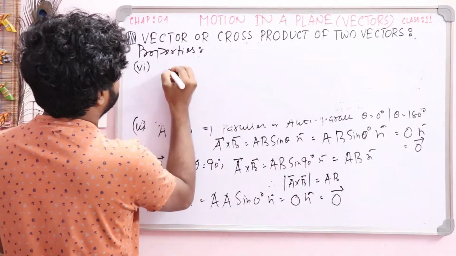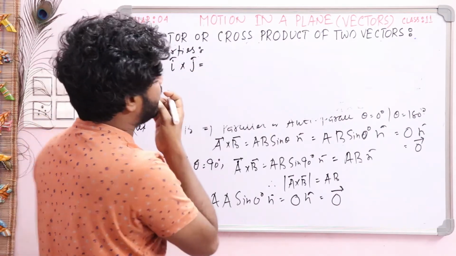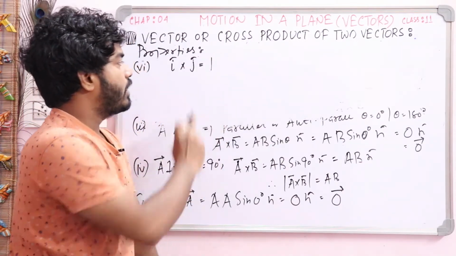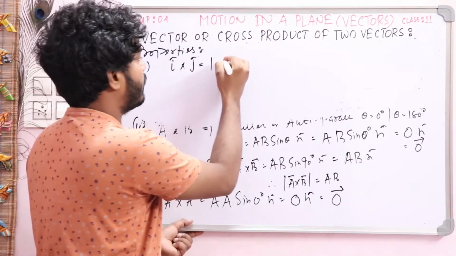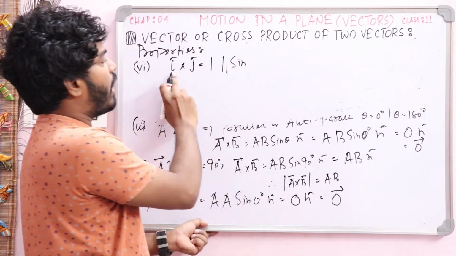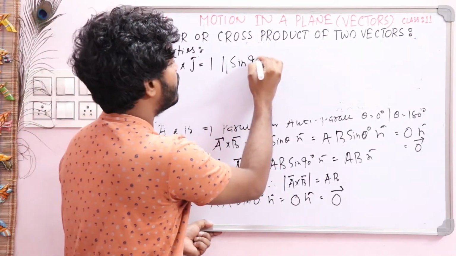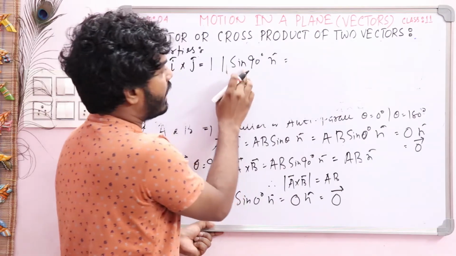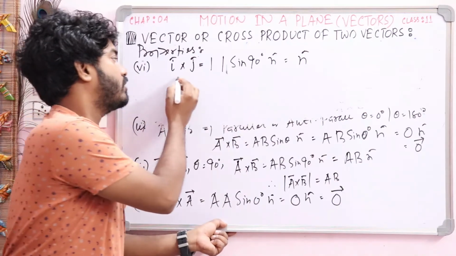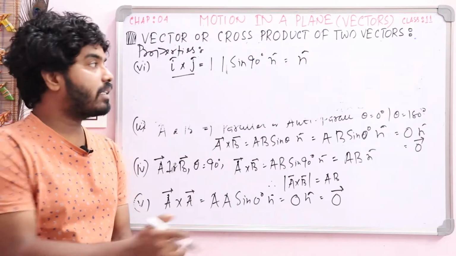Suppose i cap cross j cap, what will be the result? Think. i is a unit vector, so its magnitude value is 1. j is a unit vector, its magnitude value is 1, and the angle between i and j, that means along the x-axis and along the y-axis, is 90 degrees, but it has direction. So sin 90 is 1, so 1 into n cap, the result is n cap. So when we take the cross product of i and j, the result gives n cap.